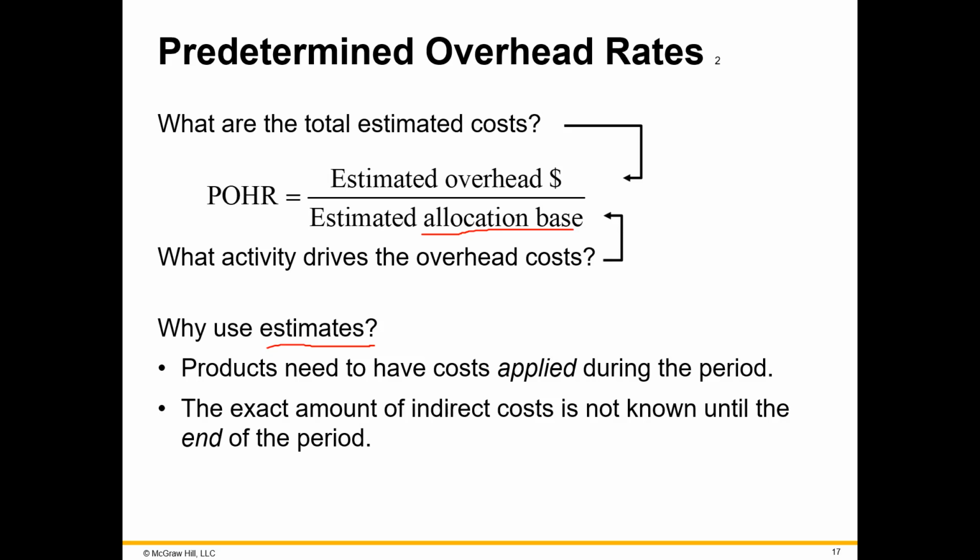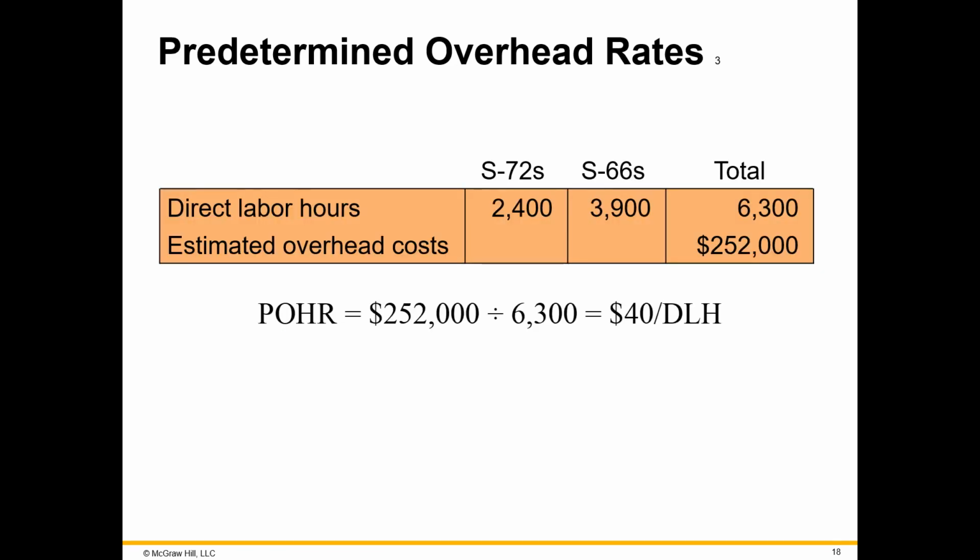So for this question, to calculate the predetermined overhead rate, we take the estimated overhead costs of $252. We're going to allocate it based on direct labor hours. So it's going to be $252 divided by 6,300 labor hours. And so we get $40 per direct labor hour. So what does that mean? That means that anytime we allocate a direct labor hour cost to a product, we're also going to allocate $40 of overhead to that product.